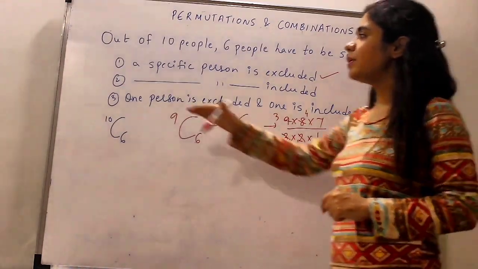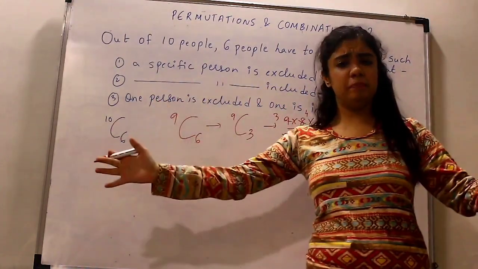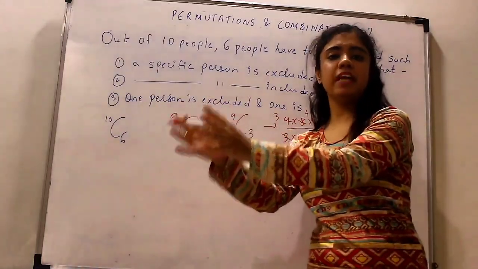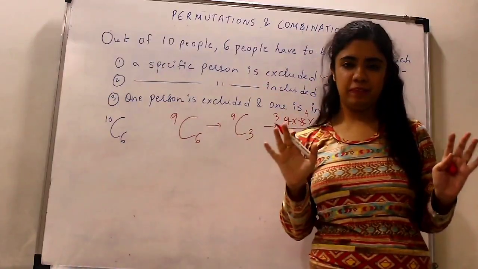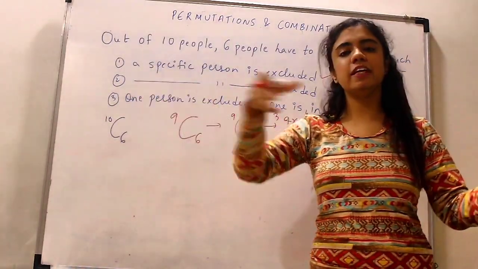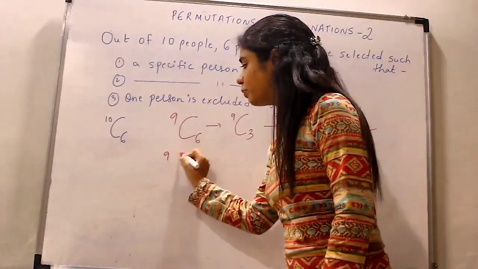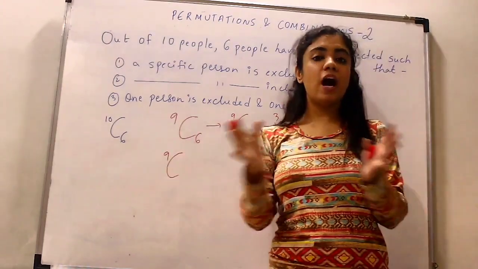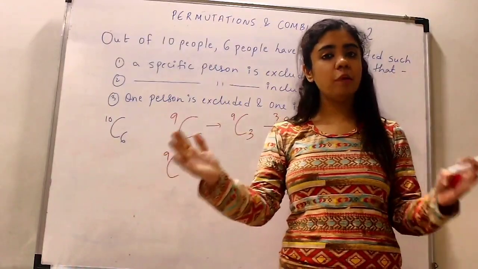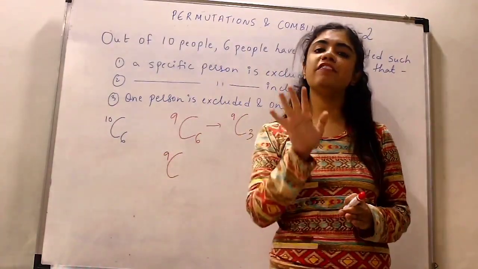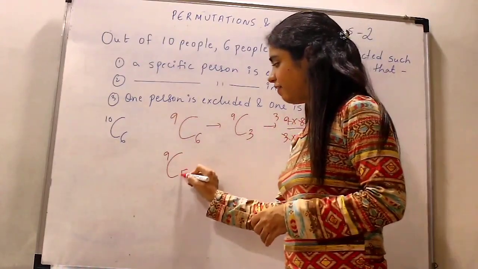Okay. Now the second question says a specific person is included. Now again, I have 10 people, but I'm telling you I have this person A who is my favorite. So this person is by default a part of my team. Correct? You have 10 people, but I'm telling you this person A is already there. So I have how many options remaining? I have 9 options remaining again. But I'm telling you I have to make a team of 6 people. But A is already there in my team. So how many do I need to select now? I need to select 5 more. I have to make 6, 1 is already there. So I need 5 more.